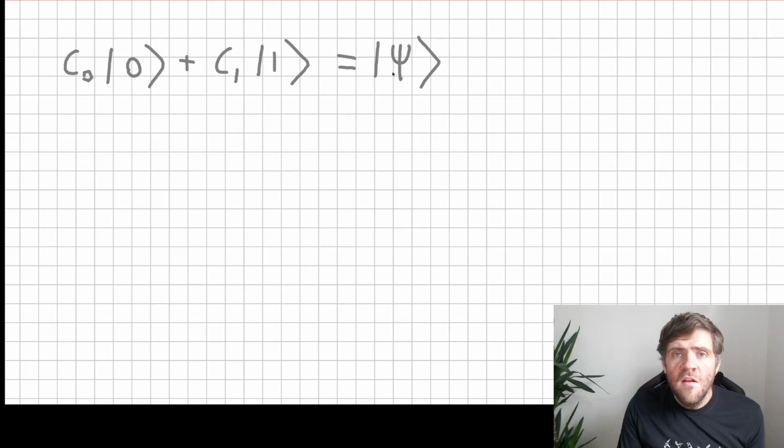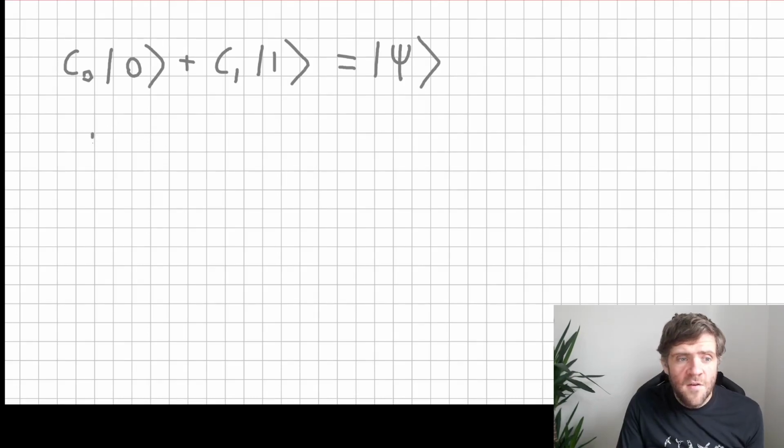Okay, so what about the 2-qubit case? Well, in the 2-qubit case, if we were to have our Z measurement and we were to measure all of our qubits, then we would have 4 possible outcomes: 0, 0, 0, 1, 1, 0, and 1, 1. And similarly, we can define now 4 possible vectors that correspond to those 4 cases.